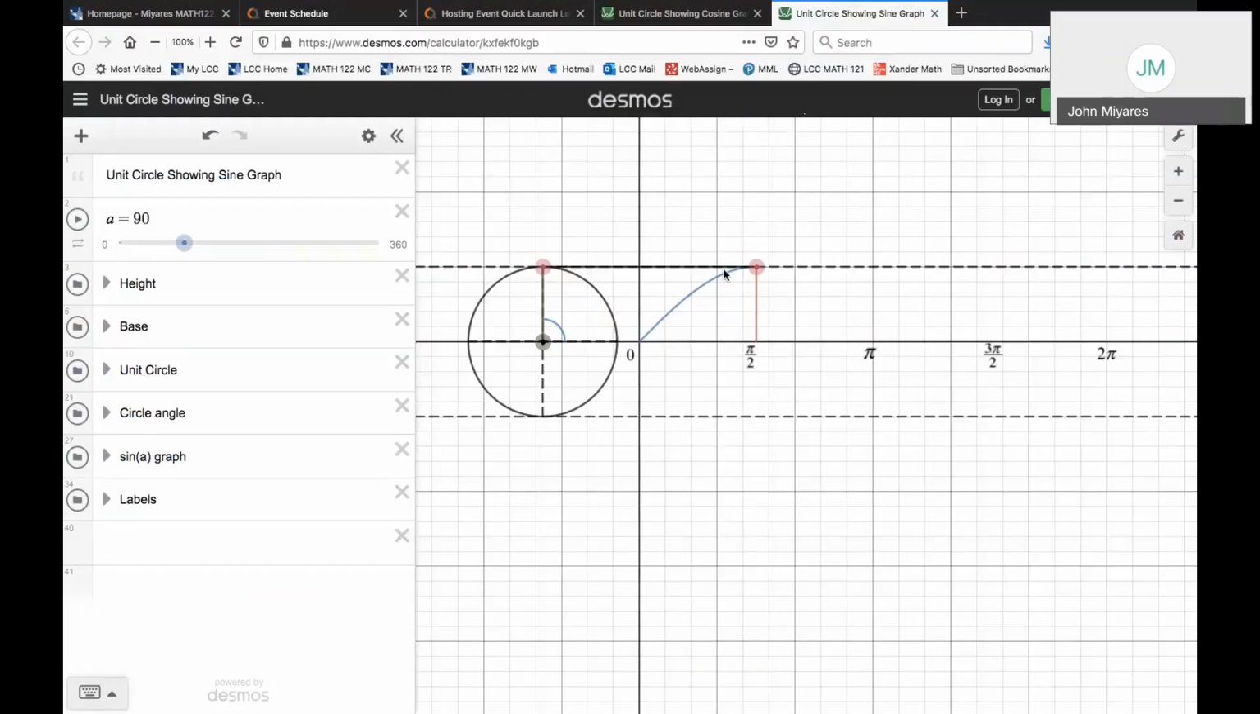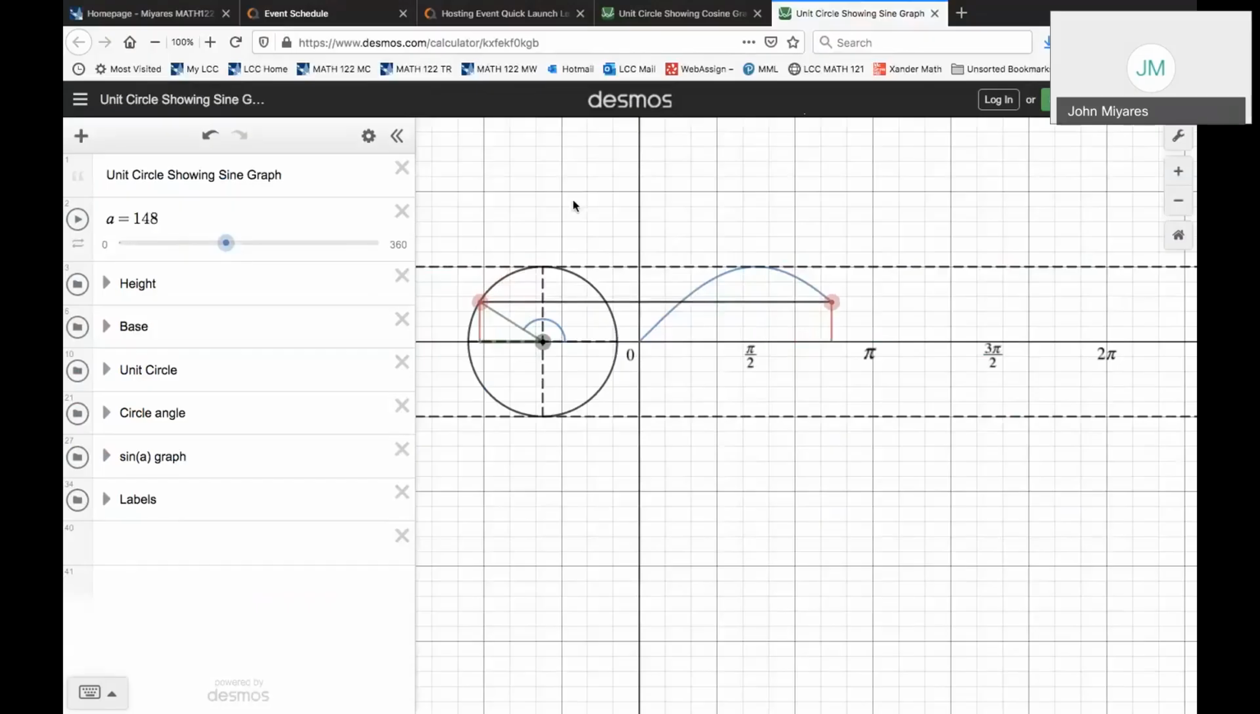Let's see what happens as we progress through quadrant 2. I'm going to increase this until we get to, let's say, 120 degrees there. Let's stop at 120 degrees for a bit. Now here, the opposite side y, this red segment, is still a positive length. But as we progress closer to 180 degrees, what you're going to see is that red segment length is getting smaller and smaller and smaller.